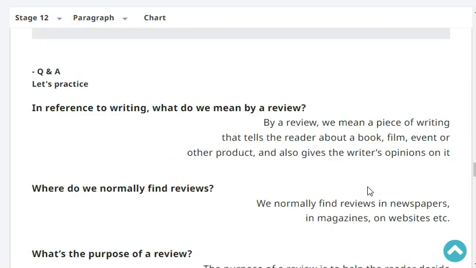In reference to writing, what do we mean by a review? By a review, we mean a piece of writing that tells the reader about a book, film, event, product, or other, and also gives the writer's opinions on it. Very good.